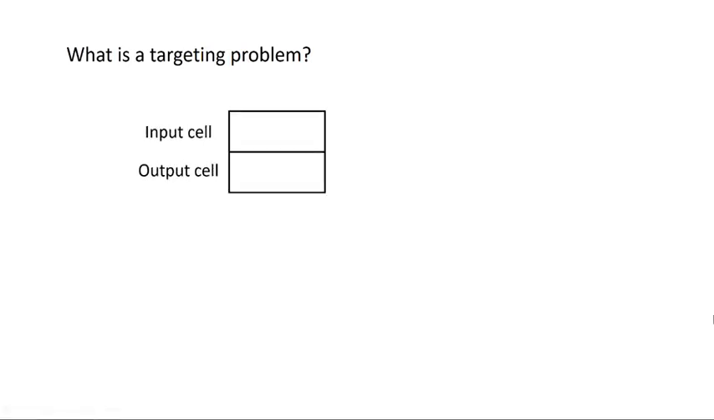Okay, in this screencast, I'm going to explain all about what targeting problems are. Targeting problems are quite common in math and science and engineering fields. So a targeting problem is when you generally set up a spreadsheet and you've got an input cell. So we might have a value of 6 in our input cell, and then we have an output cell. I don't know, maybe we have an output cell of 27.2, and somehow these are linked.